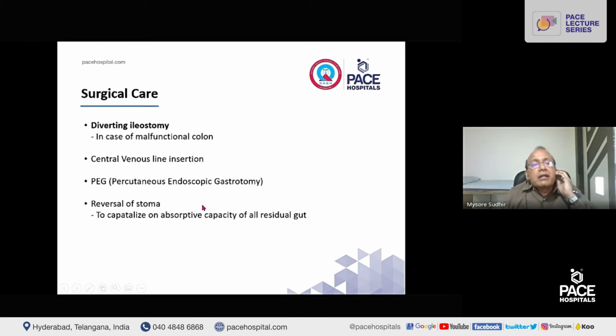Now comes the surgical care. A diverting ileostomy sometimes has to be done in case of a malfunctional colon. The colon is not functioning the normal way it should. When the colon is retained but not functioning, then we have to do an ileostomy. Then central venous line insertion, and PEG, percutaneous endoscopic gastrostomy, to encourage enteric feed. So these are non-transplant surgical methods, and reversal of the stoma has to be done. This also improves the absorptive capacity of the residual gut.